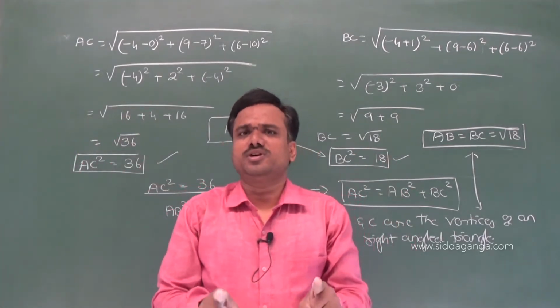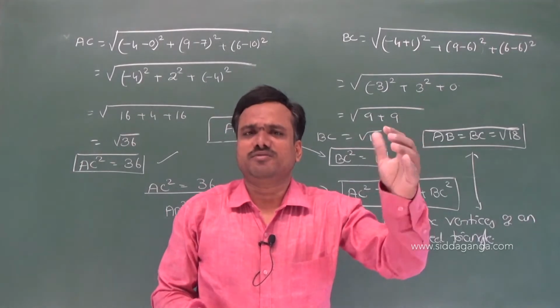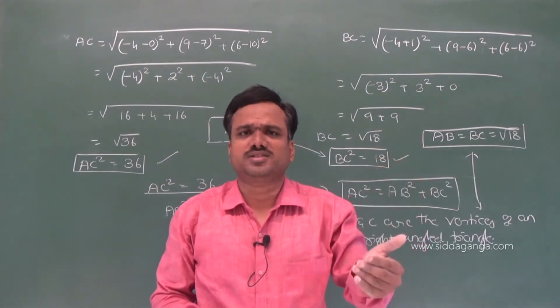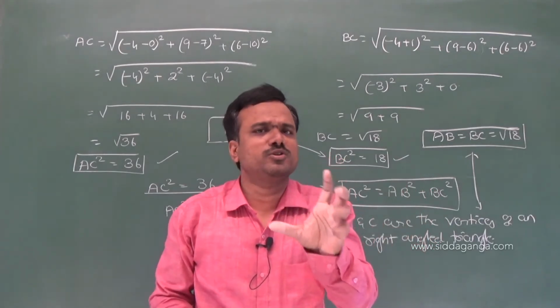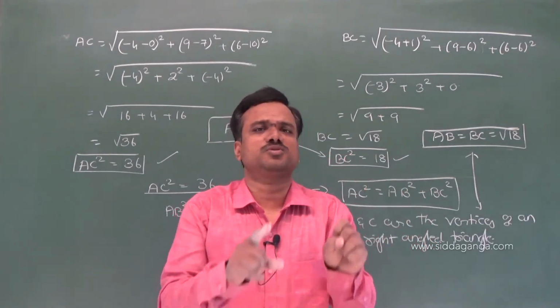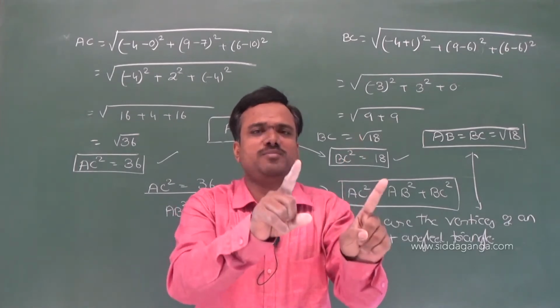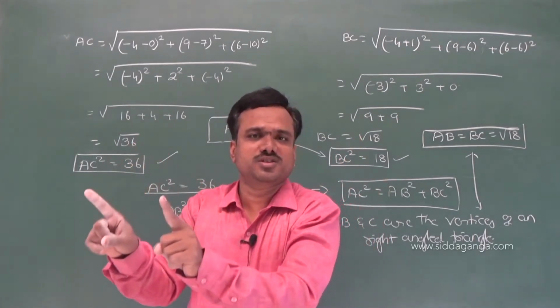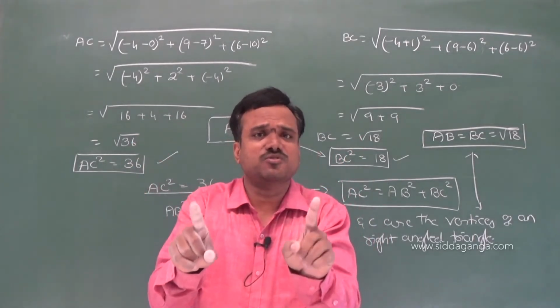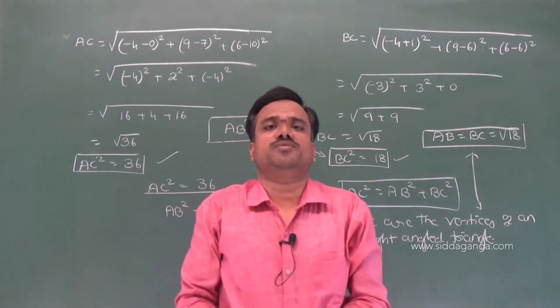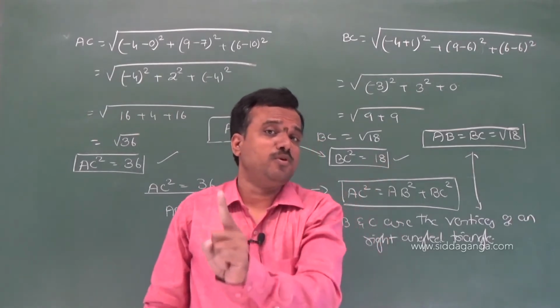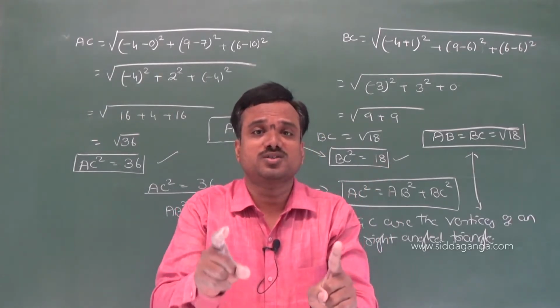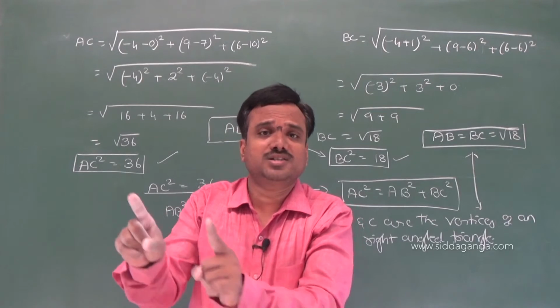Third concept: first we find AB, BC and AC, or AB square, BC square, AC square. So we observe which value is highest. Suppose AB square is highest. If AB square is equal to BC square plus AC square, it satisfies the Pythagoras property. Then we say that the given 3 points are the vertices of a right angled triangle.